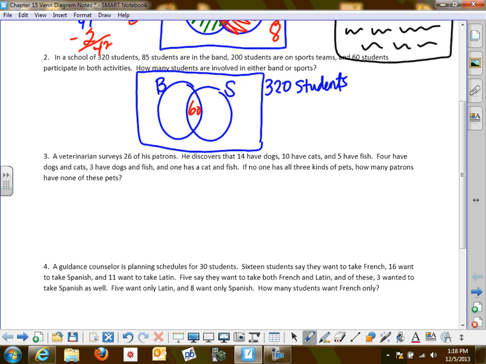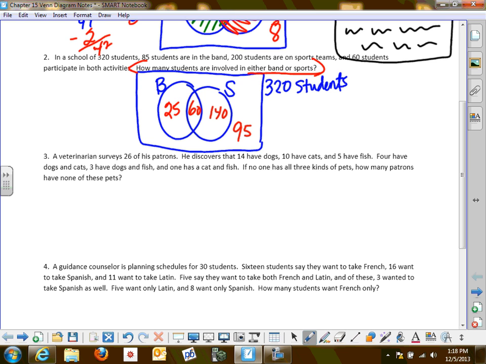Okay, good. So then the remaining band would be 25. The remaining here was 140. Okay, what did that put out here? Okay, good, 95. All right, so let's answer the question. How many students are involved in either sports or band?